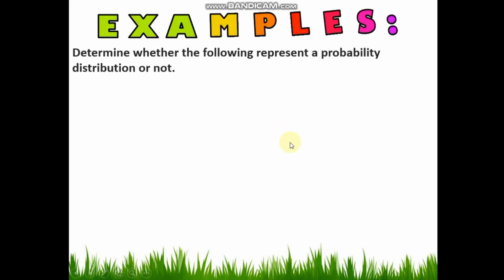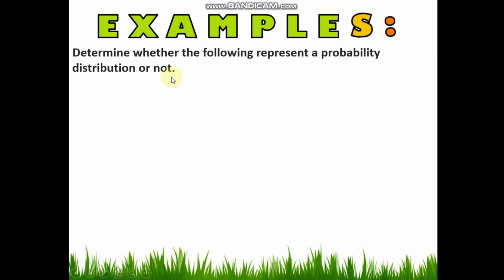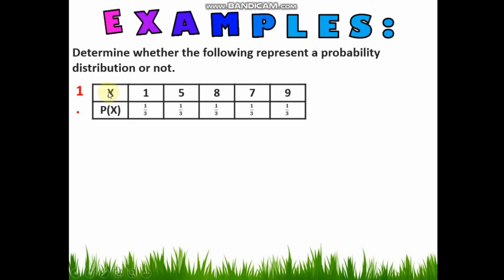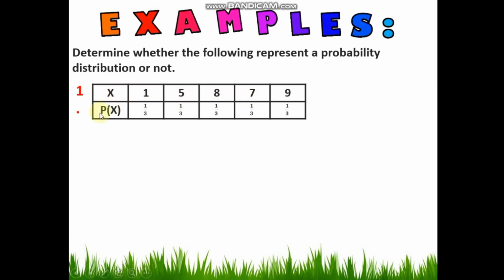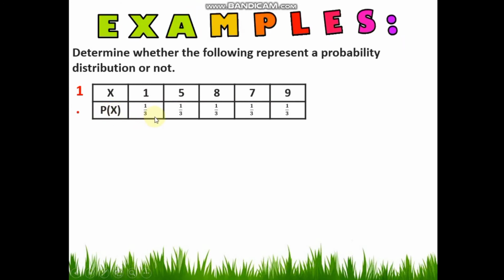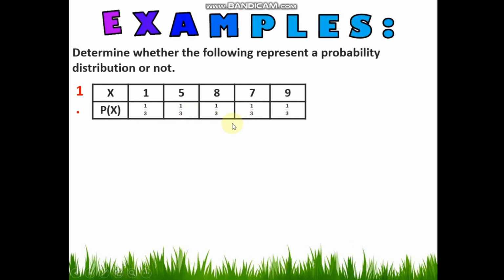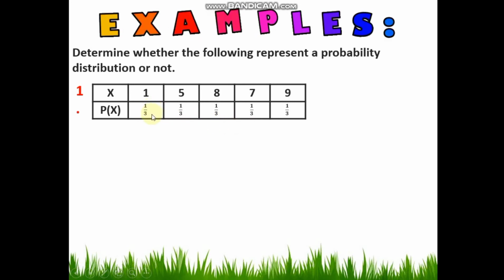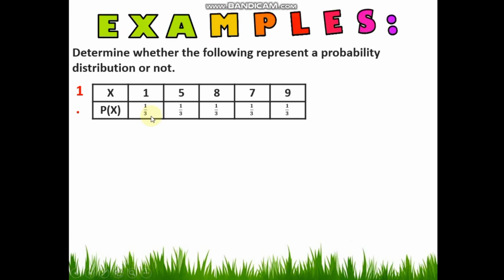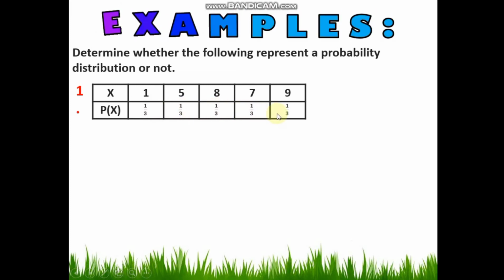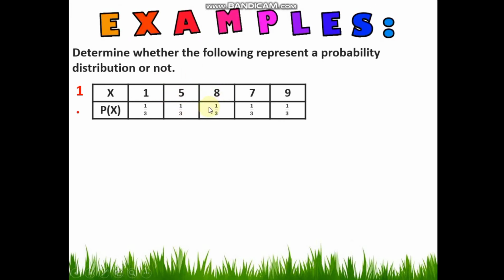Let us take a look at this example so you know how to apply those properties. The instruction is to determine whether the following represent a probability distribution or not. Number 1, we have the random variables 1, 5, 8, 7, and 9, and their corresponding probabilities 1/3, 1/3, 1/3, 1/3, and 1/3. Property 1, check if each probability ranges from 0 to 1. It fits. That means 1/3 is within the range of 0 to 1. Now, check their sum. You add all the P of X. If the sum is exactly 1, then this table is a probability distribution.